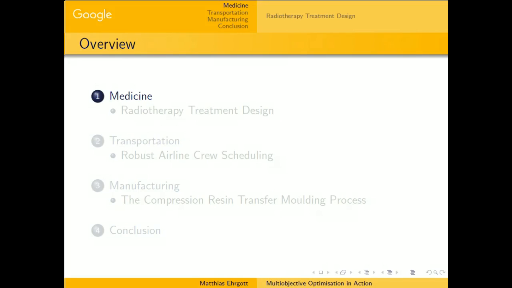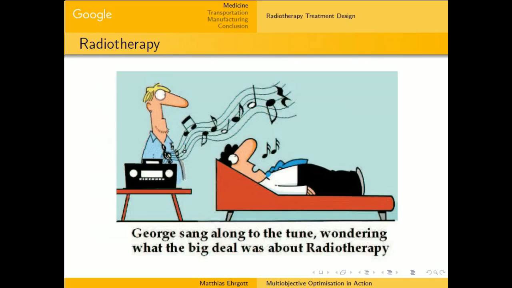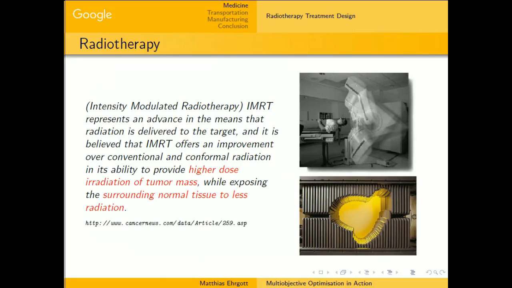Right, so I start with the medical application, and this is a joke that one of my students, I don't know, he created it or he found it. But what is radiotherapy? Lying on the couch and listening to music, right? So well, not quite. So I'm talking about radiation therapy for the treatment of cancer.